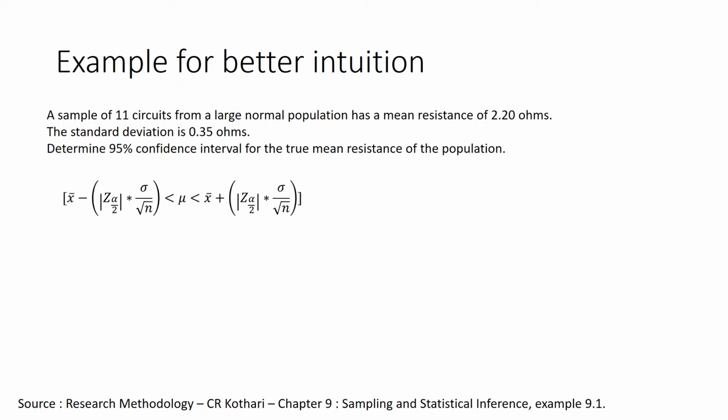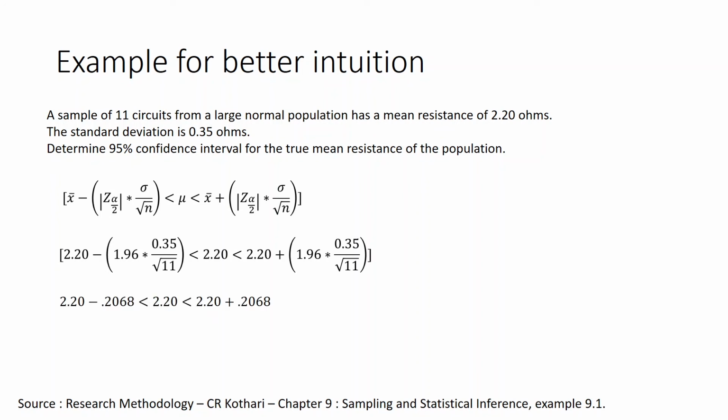So this is the formula for my confidence interval. Like I said, x bar minus the margin of error. Margin of error has the absolute value of the critical value times standard error, and similarly I add it on the other hand. So that is the formula, and when I replace the values, 2.20 ohms minus 1.96, where 1.96 is the critical value, times 0.35, my standard deviation, divided by the square root of n, the number of my samples. So that is going to give me my result.